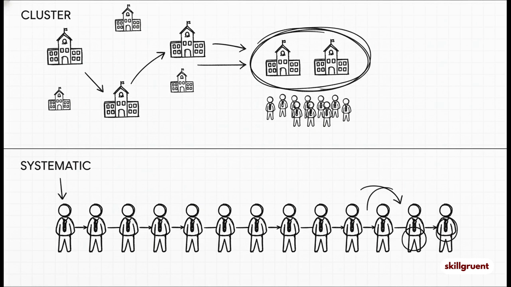It's way more practical. Then you have systematic sampling. This one's pretty clever. You just get a list of your population, pick a random starting spot, and then select, say, every 10th person on the list. It's a simple, elegant shortcut to a random sample.